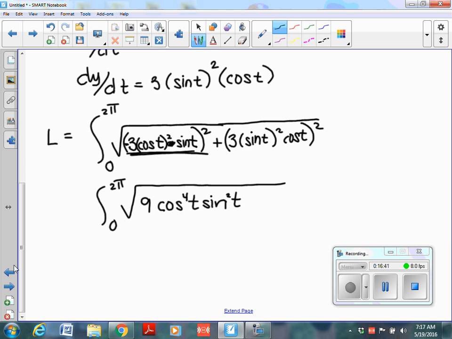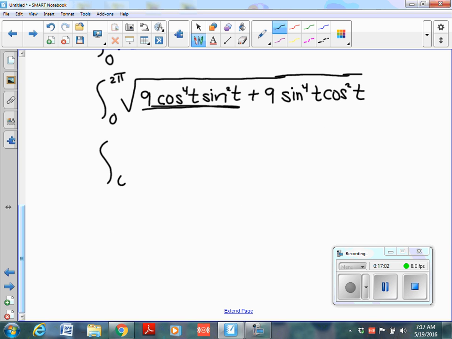Right here is this. Plus, if I square everything in here, 3 squared is 9. I take the sine and I square it, which is sine to the fourth t. And I take the cosine and I square it. So basically I squared everything. Now, I just have to simplify this from 0 to 2 pi. Do you notice that they both have something in common with each other? Do you notice that they both have a 9?